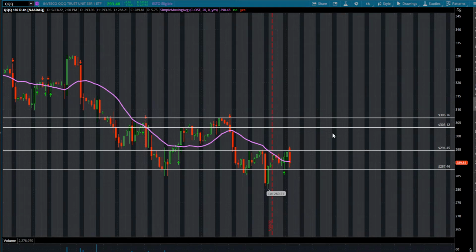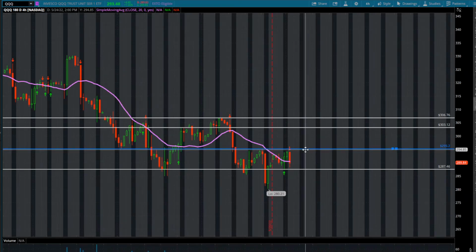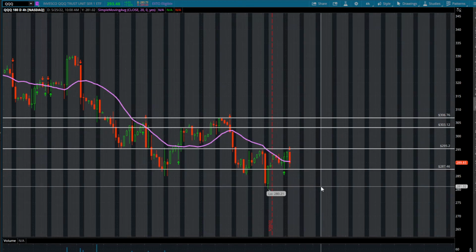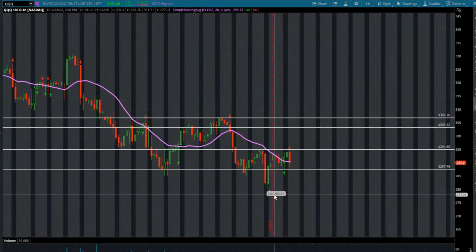Now, another level that I like here is this 294.45. I can actually adjust this just a little bit more to get it on the top of that wick. Let's call it 295. Let me get this down perfect. Yeah, about 294.88. Let's call it 295. Over 295, I would be interested in getting long here. Over 295 definitely has room into 303.